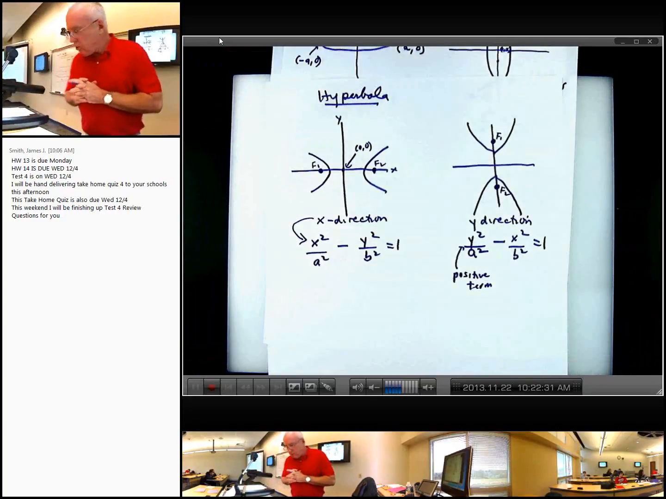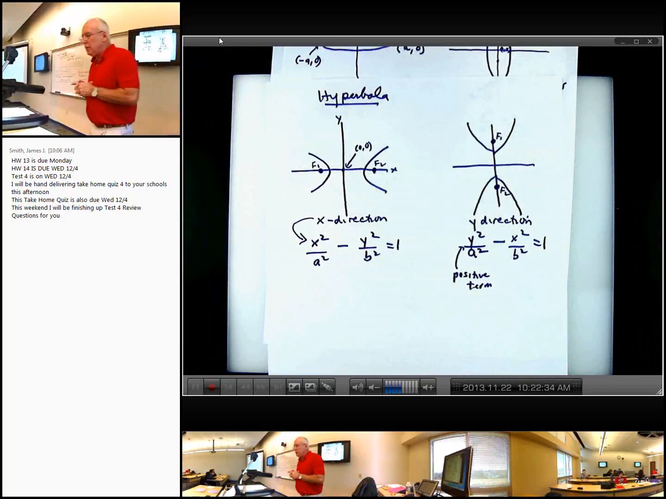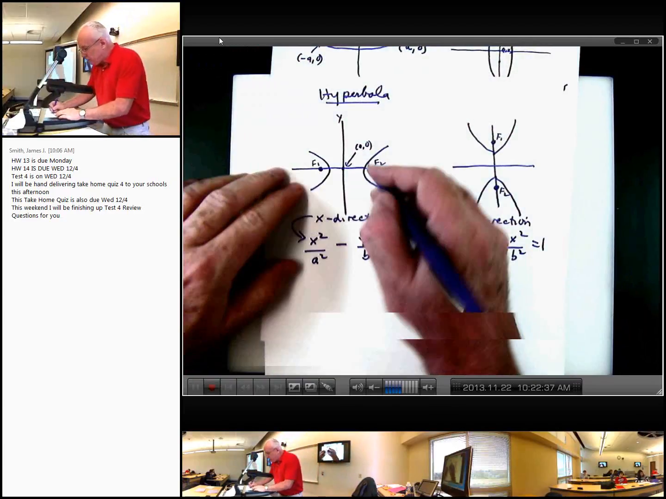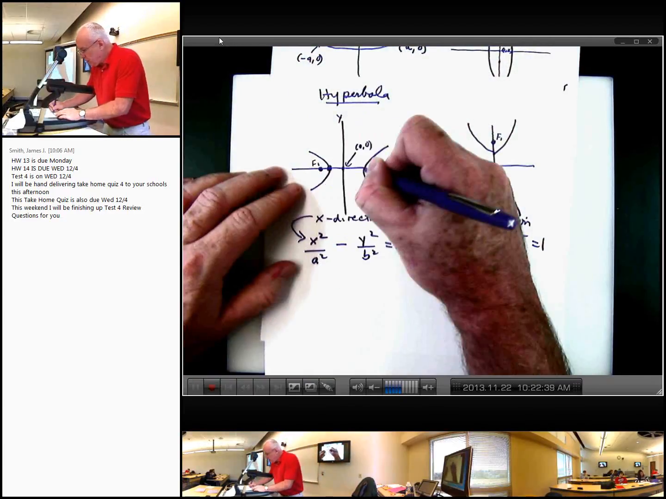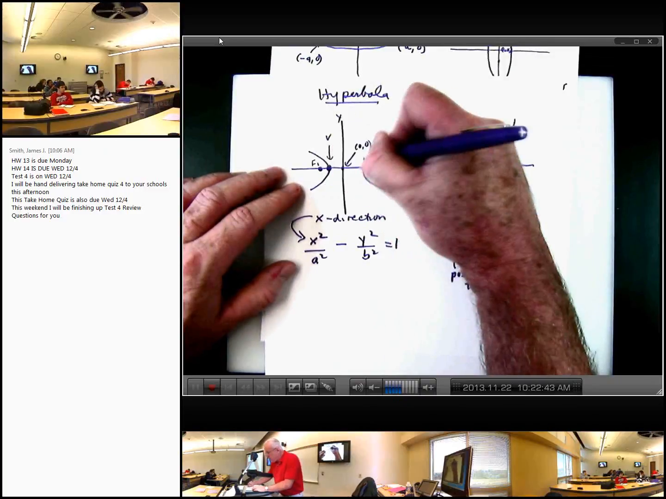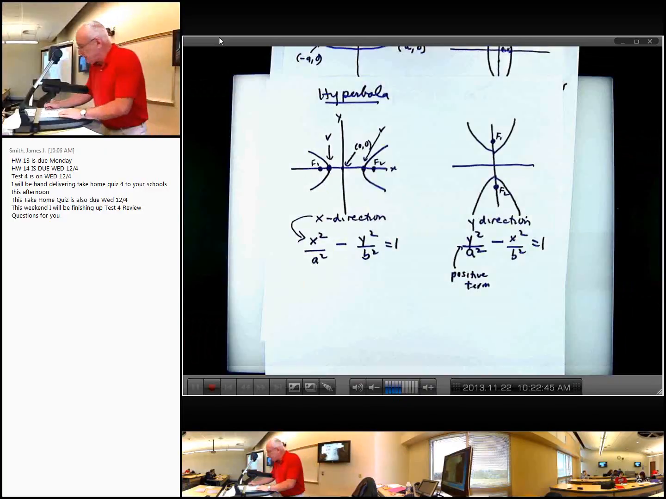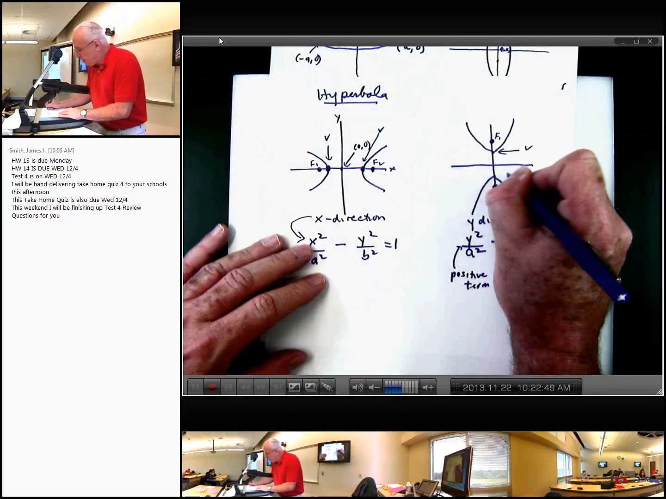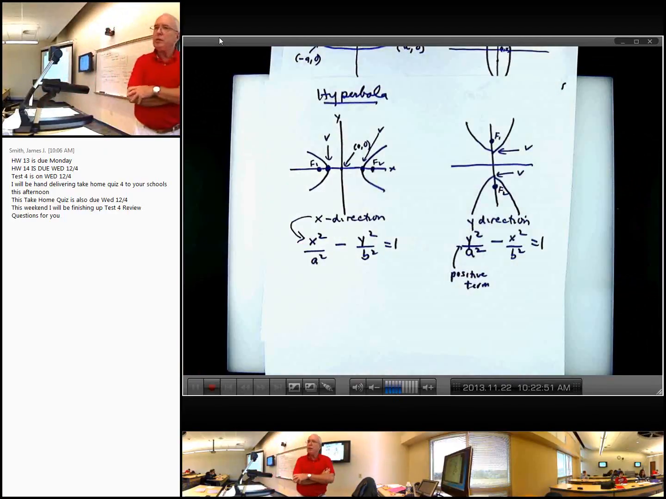Now, we also have vertices with the hyperbola. They're going to be these points right here. Vertex, vertices. Here we have one, and here we have one, and that's where they cross the axis.